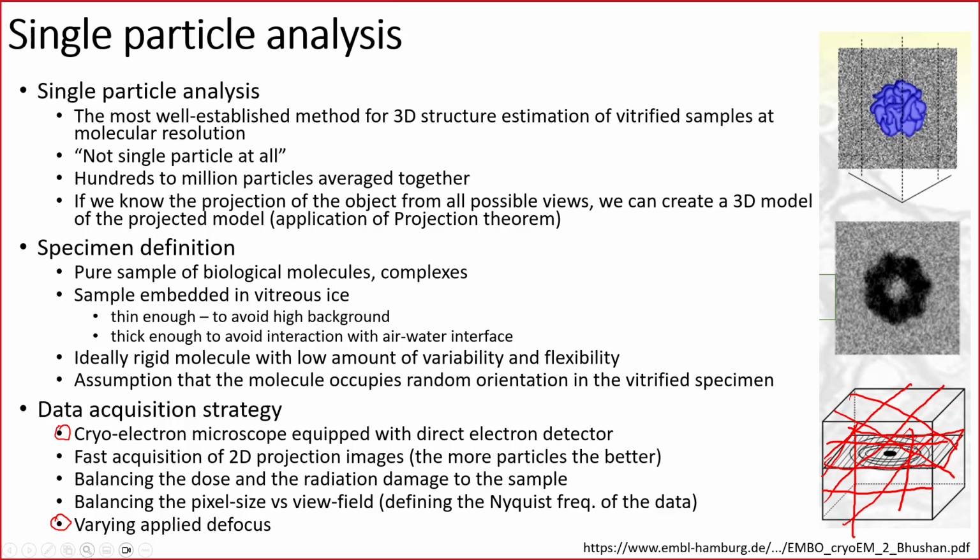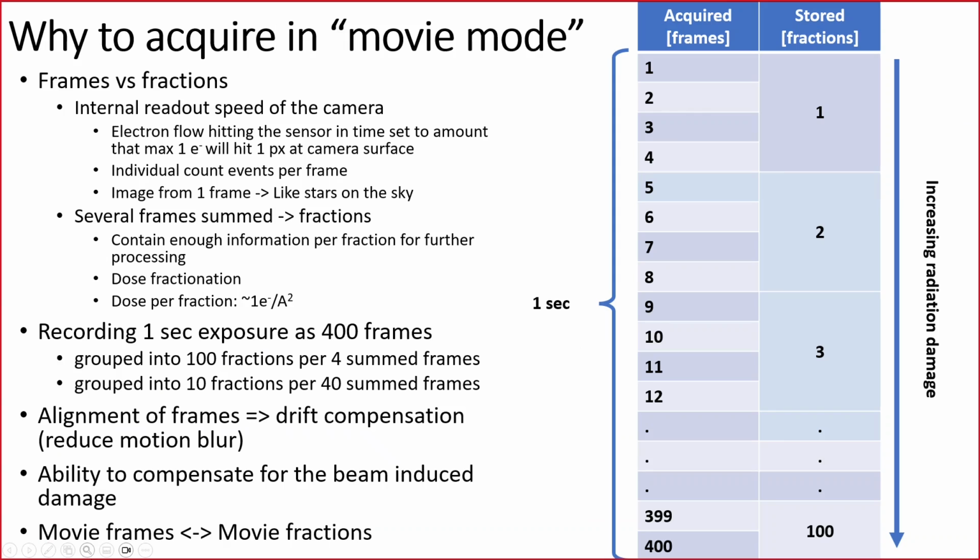Just for people who are not familiar with how this process works, we are not acquiring the images of one micrograph at different defoci. We are applying different defoci for different micrographs. So the first micrograph is, for example, acquired at -1 micron defocus, the second one at -1.2, -1.3 is the third one, so that every single micrograph has its own defocus that we will determine later, as I will show you. Now, why acquire in movie mode?